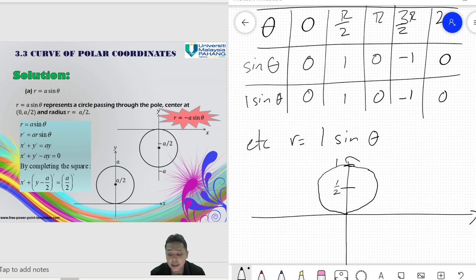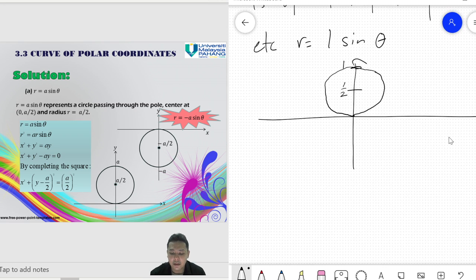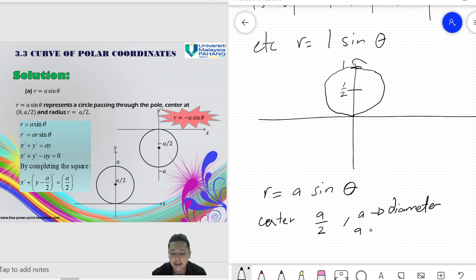The center will be 1 over 2 here. So that's why when you represent r equals a sin theta, the center will be a over 2. And what is a? Because this is the shape of a circle, you can see it as a diameter as well. The more accurate representation is that a is the distance from the origin, like I said.